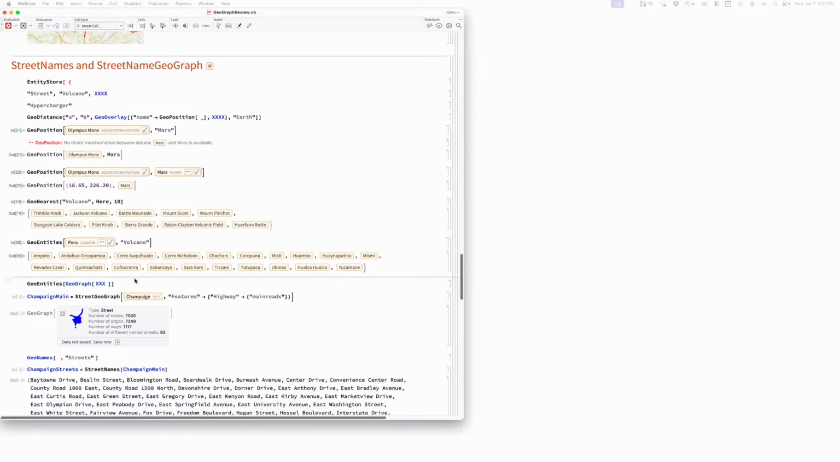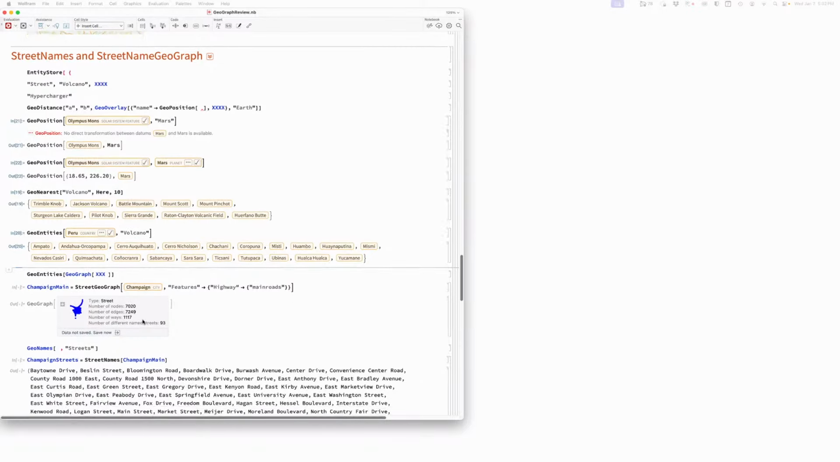So what they have is a constructor, StreetGeoGraph, that returns a GeoGraph. I think the idea is that in the future we may have other types of GeoGraph, as Francisco was saying before, for rivers or whatever. Yeah, I know. So this is not the right way to do it. It's absolutely not the right way to do it. I don't understand why there's features.